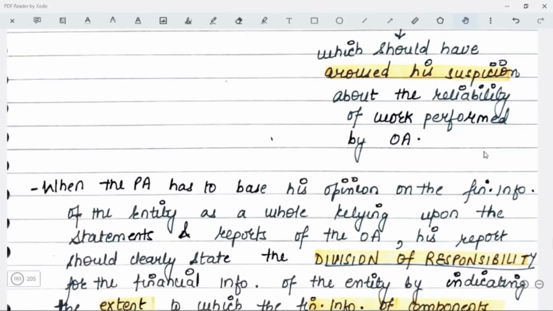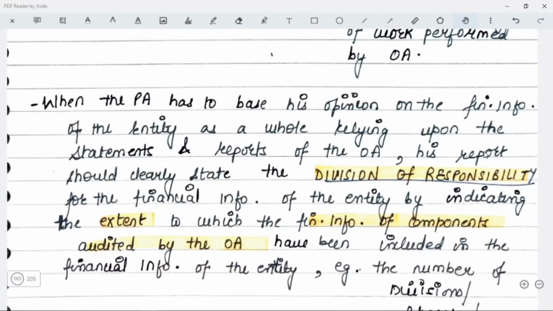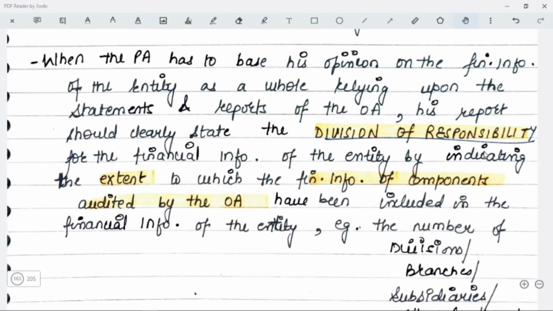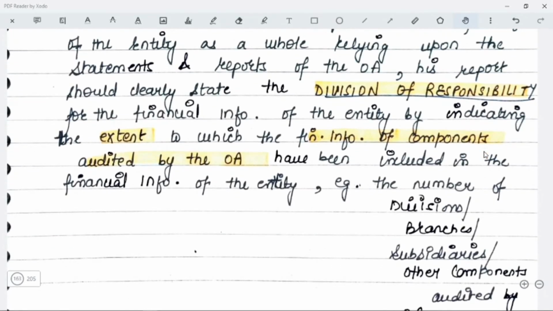When the principal auditor has to base his opinion on the financial information of the entity as a whole, relying upon the statements and reports of the other auditor, his report should clearly state the division of responsibility for the financial information of the entity by indicating the extent to which the financial information of components which are audited by the other auditor has been included in the financial information of the entity. Since the financial information of the entity includes the information of components and the components have been audited by some other auditor, you have to mention all this information in your division of responsibility para.